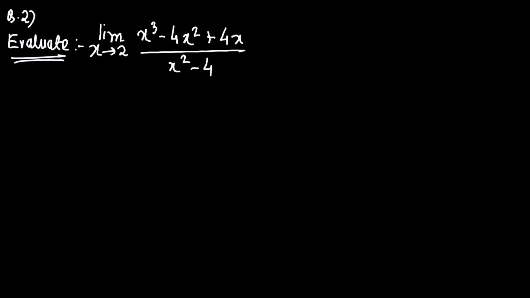Now here also we have to evaluate this function, that is limit x tends to 2, x cube minus 4x square plus 4x by x minus 4. So here also if we put x equal to 2 in the first step, you can see it will be 0 by 0 form. So you have to solve this one. So how can we do this? See, this limit x tends to 2.